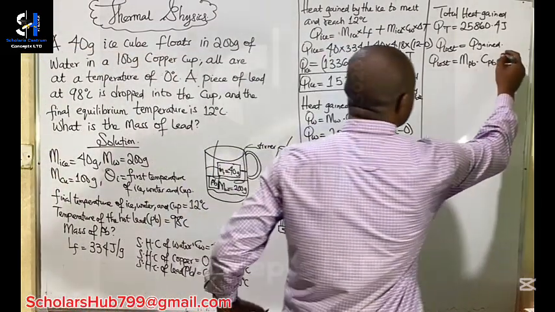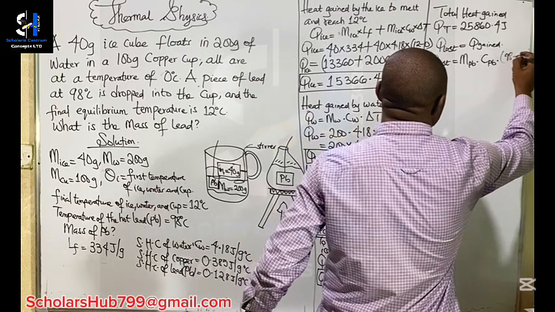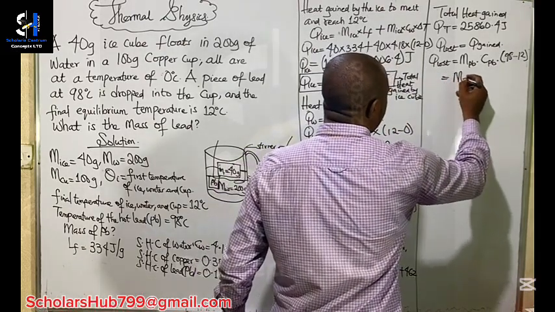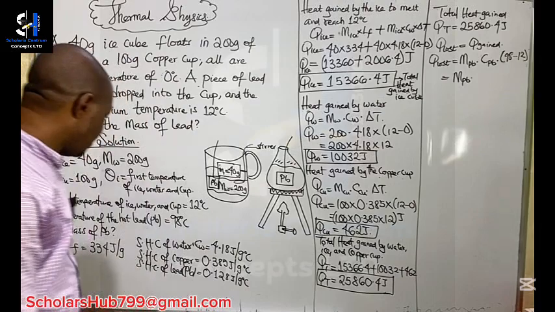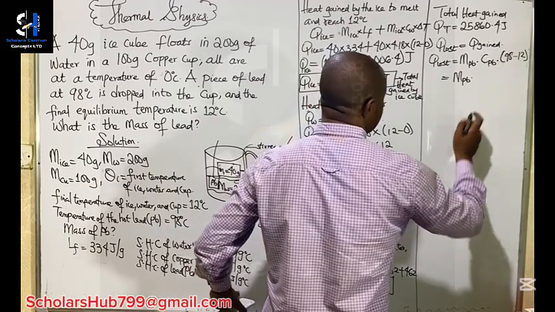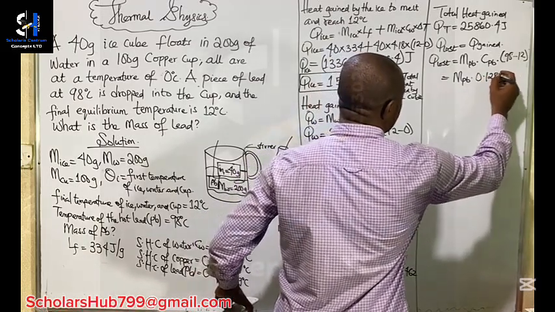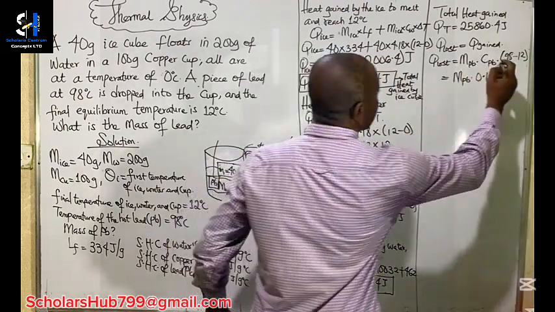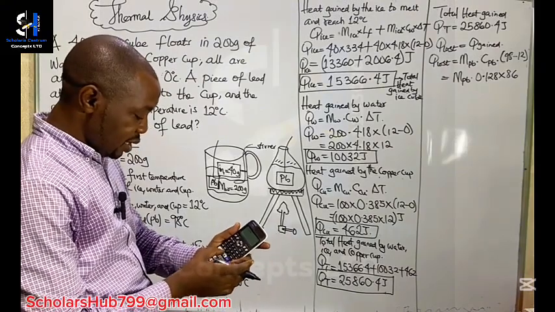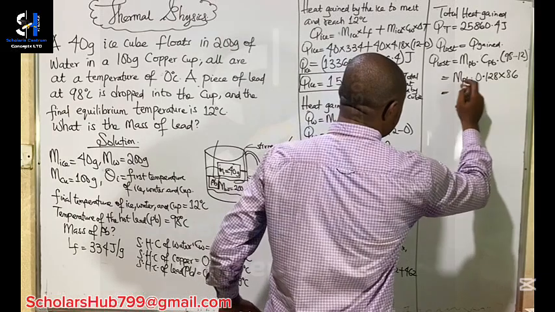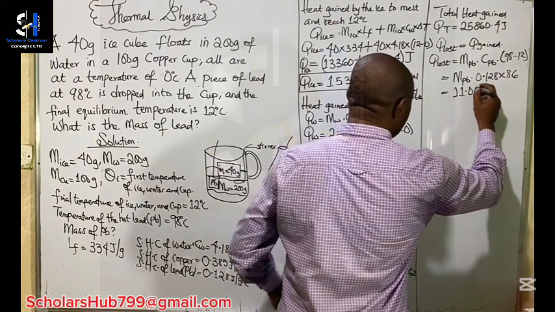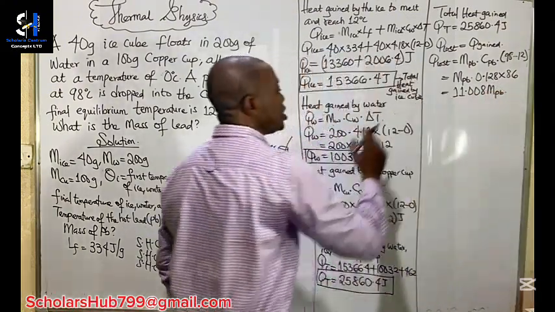So in this case, the temperature difference will be the first temperature, which is 98, minus 12. So we have the mass of lead multiplied by the specific heat capacity of lead, which is 0.128 joules per gram per degree Celsius, multiplied by 86. So 0.128 multiplied by 86 multiplied by the mass of lead will be 11.008 times the mass of lead. So this is the heat lost.